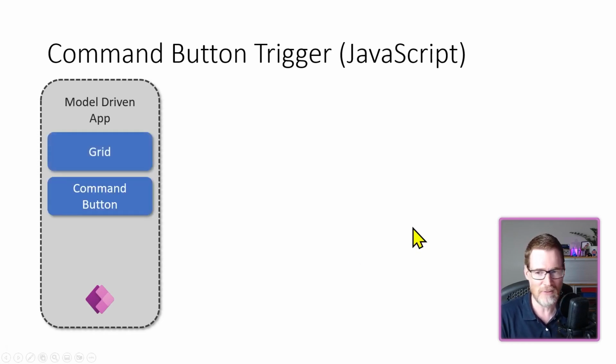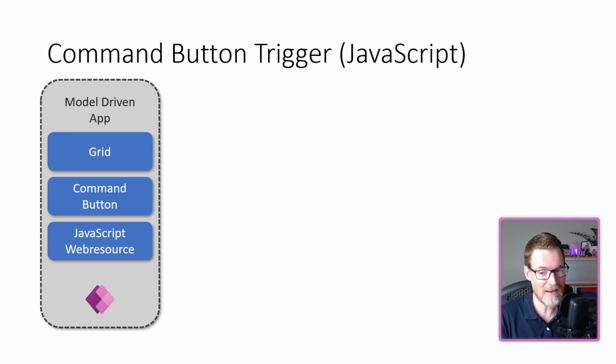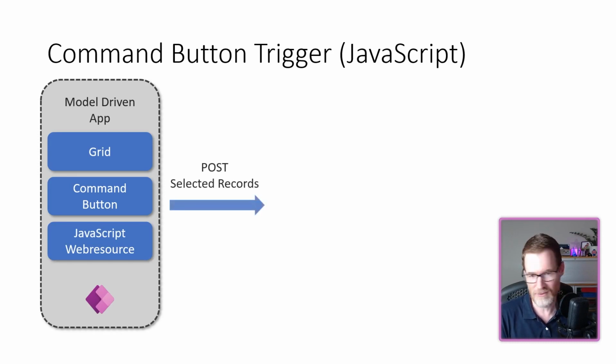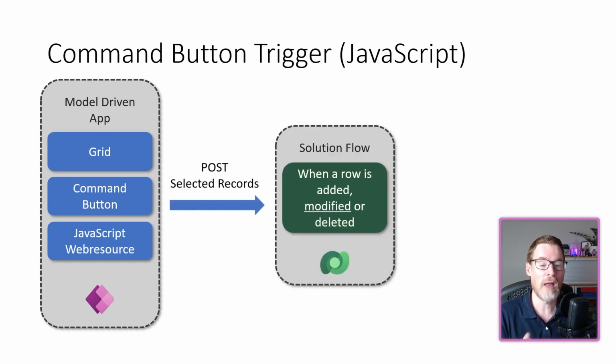So we've got exactly the same kind of scenario. We've got our model-driven app with our grid. We're going to use a command bar using modern commanding, but rather than using PowerFX, we're going to run some JavaScript from a JavaScript web resource, and that will do exactly the same thing. It will update the records, and that will trigger that flow. I have a free course that I'll put a link to below on writing TypeScript web resources if you want to learn how to do that.